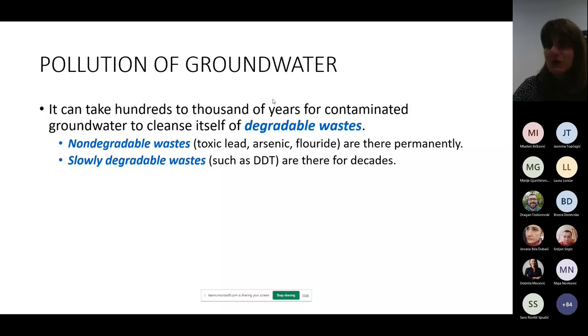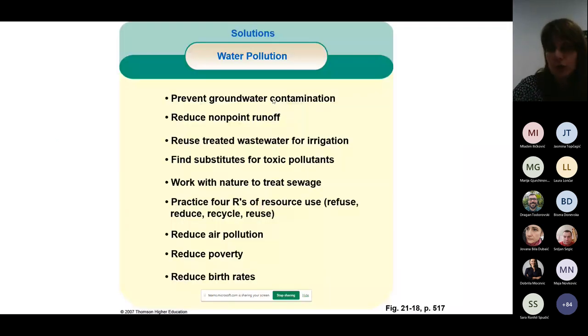Pollution of groundwater: it can take hundreds to thousands of years for groundwater to cleanse itself of degradable waste. So let's stop here for a while and talk a little bit about this slowly degradable waste, such as DDT. DDT is a pesticide which was forbidden in 1972-71 in the region. If we really forbade use of this pesticide, we should not find it in fresh amounts in our soil. But we still can find certain amounts of this pesticide in our environment, which means that some products still contain this substance, which is very hazardous and can be very harmful to the human body and offspring.